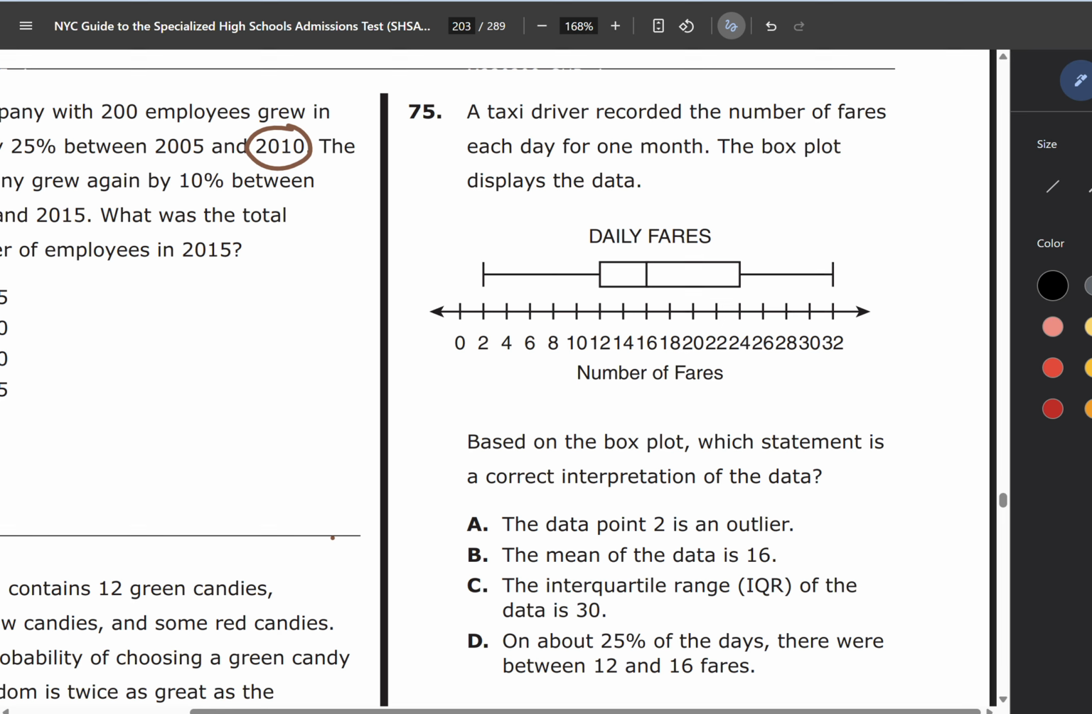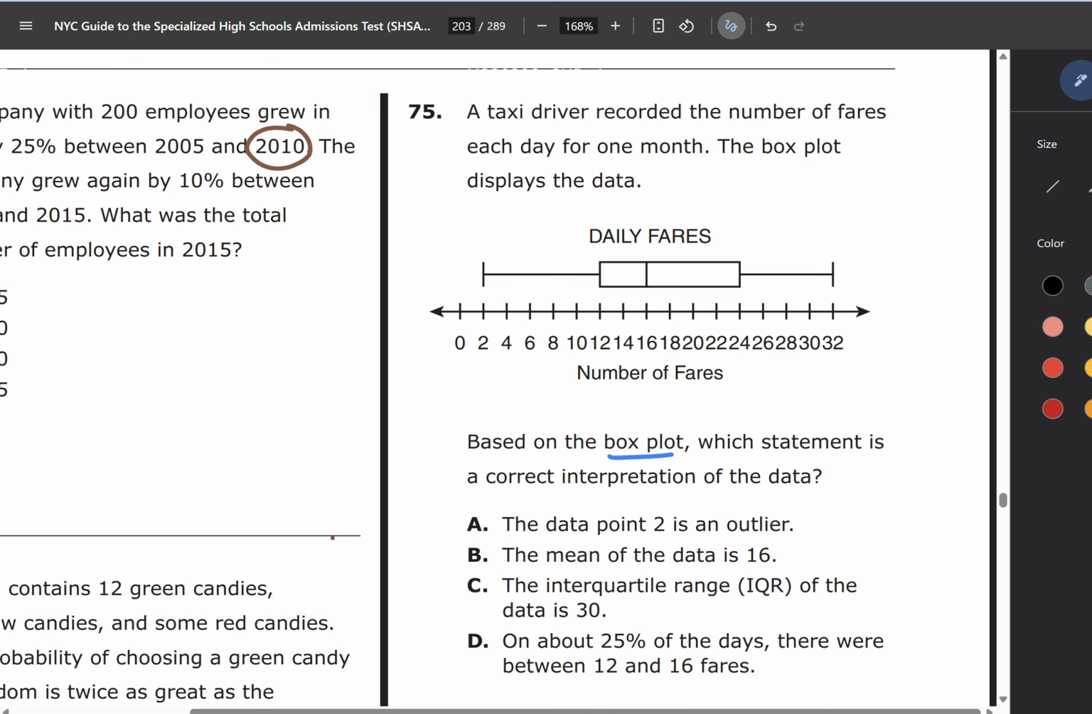Alright, so today we're going to be talking about everything you need to know about box plots on the SHSAT. First we're going to start off with question 75. It's a question from the handbook, which you can find on the New York City DOE website.